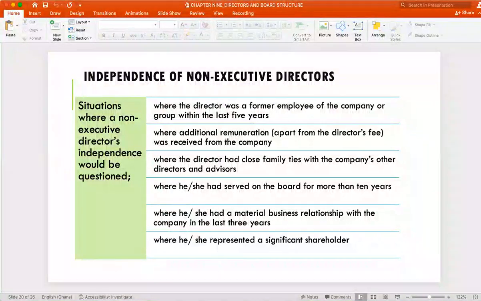All right. Where the director had close family ties with the company's other directors and advisors. So this one is very tricky. You might not have any family member in the company, but if you have family ties with some of the directors' close family members, then by extension some of the directors are your family members. Then you cannot be considered as an independent non-executive director.